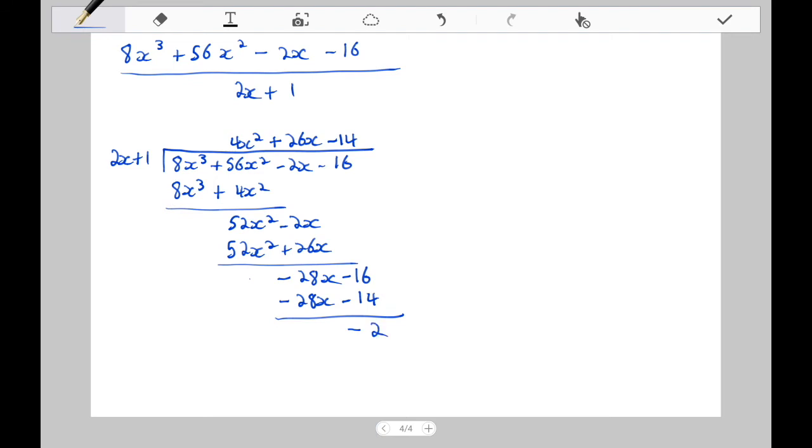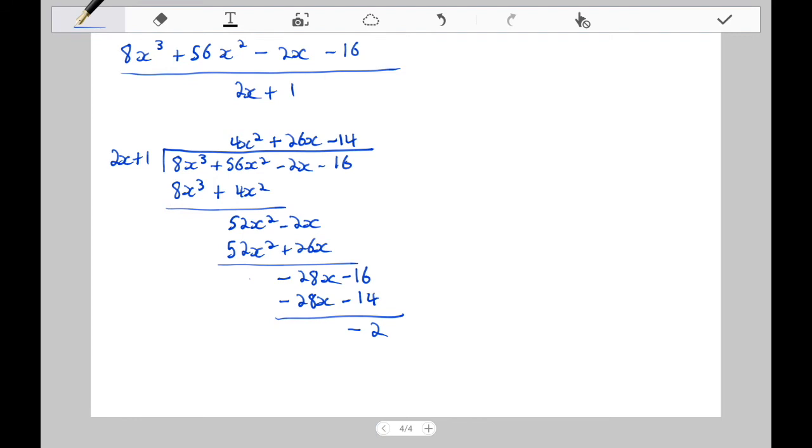Okay, interesting. Now last time when we got down to this stage, we had a 0 here. This time we've got a minus 2. Well, what happens if we try and keep going? Well, 2x into minus 2. Can we do that? Well, no, there's no more powers of x to cancel, so we can't really do that division. So what you would have said when we did the bus shelter method originally is that this fraction at the top would give you 4x squared plus 26x minus 14, remainder minus 2.